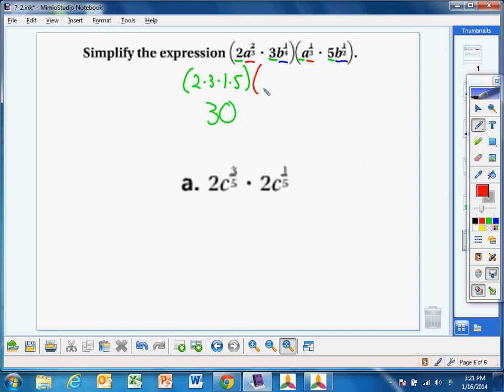Multiply the A's. A to the 2/3 times A to the 1/3. Well, when we add 2/3 and 1/3, we get 3/3. So that's A. And then multiply the B's. Oh, B to the 1/2. Well, that's the same thing as 2/4. So B to the 3/4.